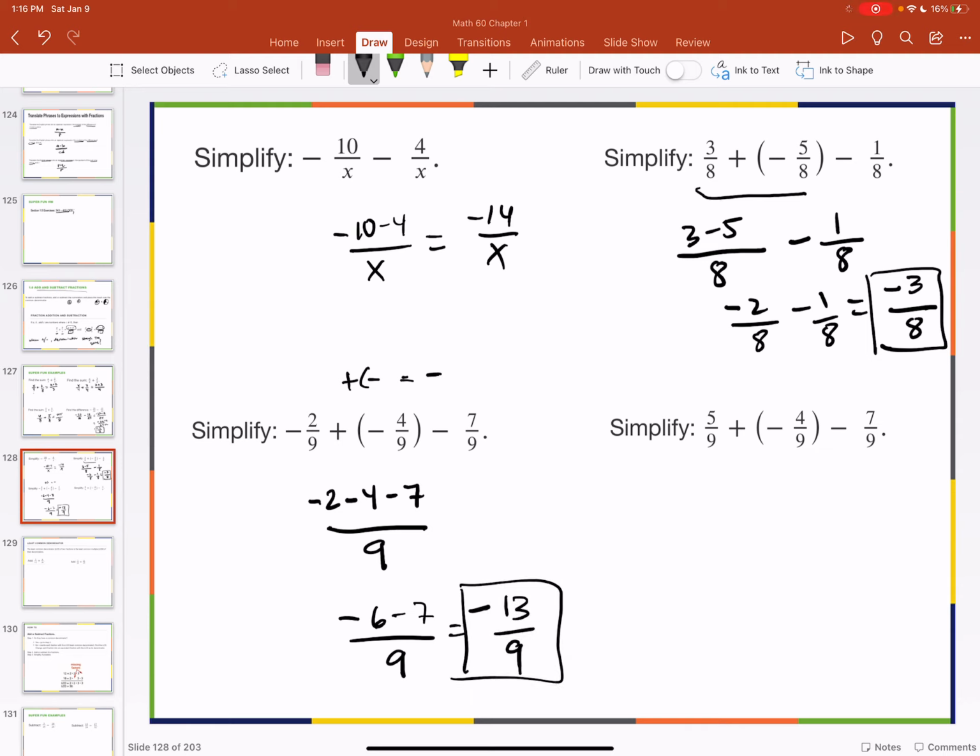Okay, so let's do the same thing here. These are all 9s. So let's go ahead and leave it like that. You get 5 minus 4 minus 7. That's going to be 1 minus 7.